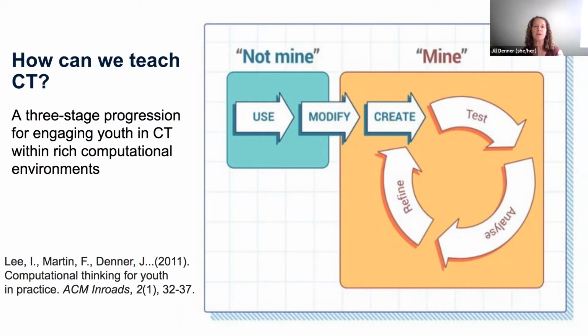Use, modify, create has been promoted widely as a means to scaffold students' learning of computational thinking, while also allowing them to personalize the work and allow for creative adaptations of pre-existing computational artifacts. And there's been a lot of research on this framework. Our studies show, as well as others, that this kind of scaffolding can increase students' ownership and engagement in computational thinking. So the next slide is about assessments.